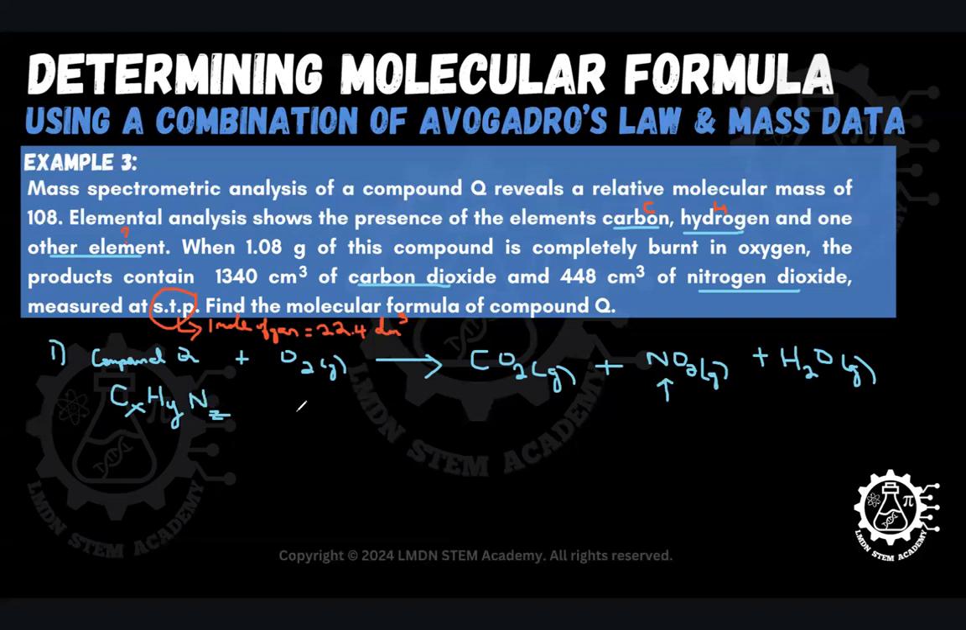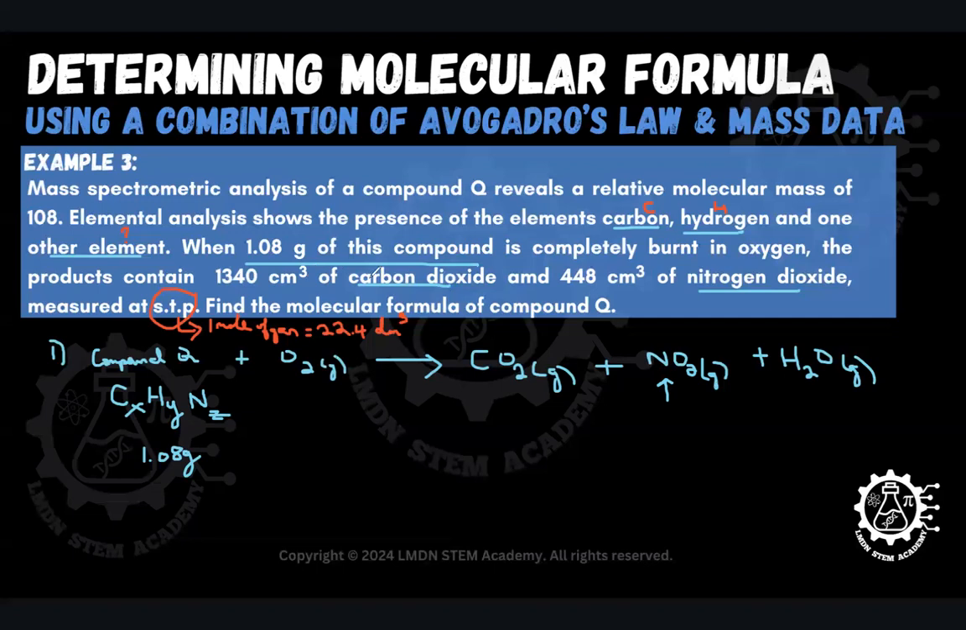But you may notice that for compound Q, they didn't give us a volume. They said 1.08 of that compound is burned. So what we're going to put underneath compound Q is just the mass. It's 1.08 grams that they told us was burned. And then everything else we're going to put volumes for.